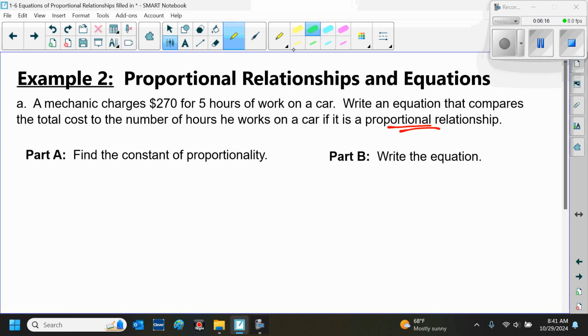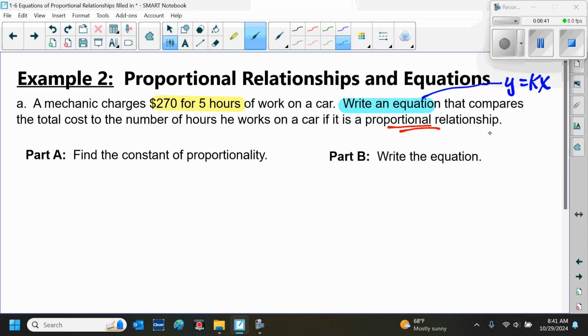The ratio is $270 for 5 hours. Now we want to write an equation that compares the total cost to the number of hours he works. So remember the equation, and it's always going to be the same. It's going to be y is equal to kx.